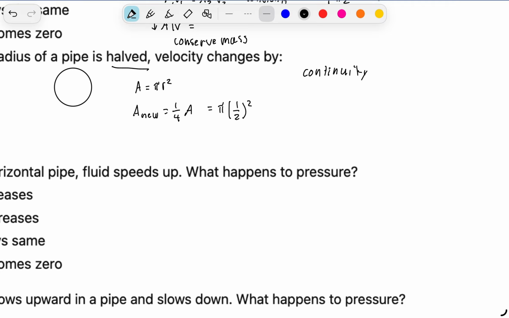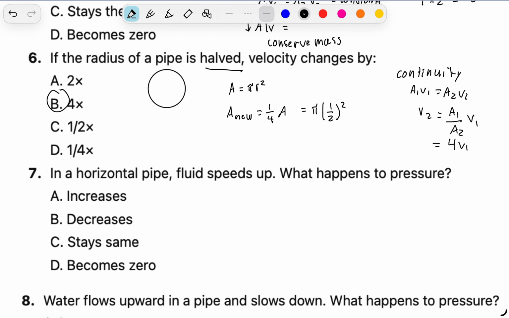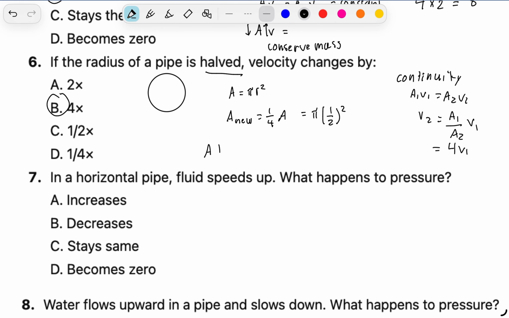So then we can look at our continuity equation. In continuity, we have A1 V1 is equal to A2 V2. So V2 would be equal to the ratio of A1 over A2 times V1, which is equal to 4 V1. Therefore, our answer is B. So if area decreases by 4 times, that means that our velocity is going to increase by 4 times.